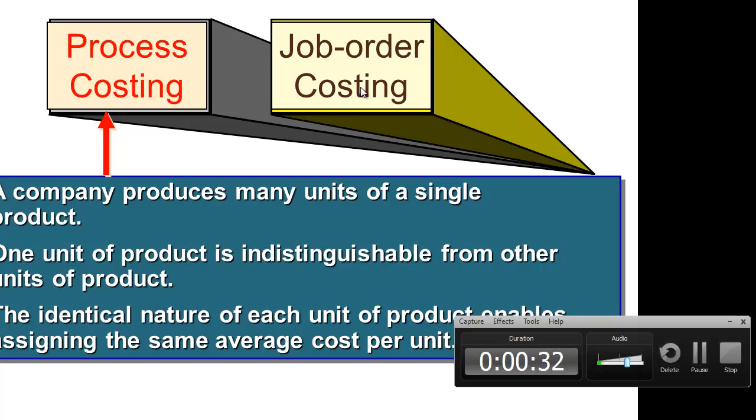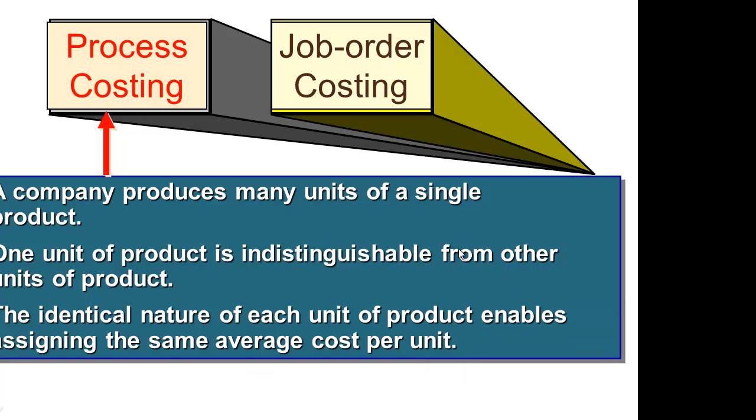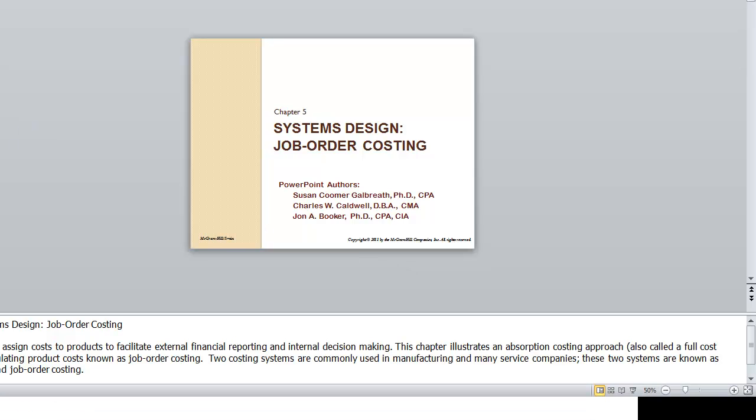There are two types of product costing systems. First, process costing. A company produces many units of a single product. One unit of a product is indistinguishable from another unit of the product. They are identical in nature, which enables them to assign the same average cost per unit.